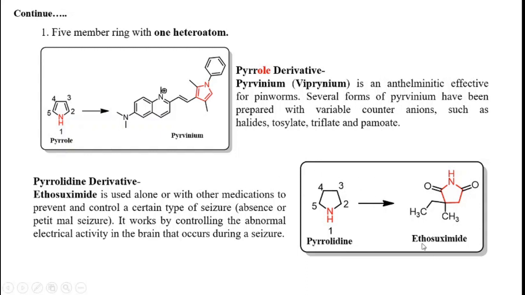The example is ethosuximide. Ethosuximide is used alone or with other medications to prevent or control certain types of seizures. That means ethosuximide is one of the drugs of choice for anti-epilepsy, or it is the best choice of drug for petit mal epilepsy, that is seizures. It works by controlling the abnormal electrical activity in the brain that occurs during a seizure.